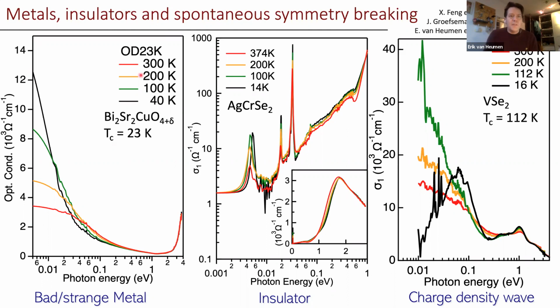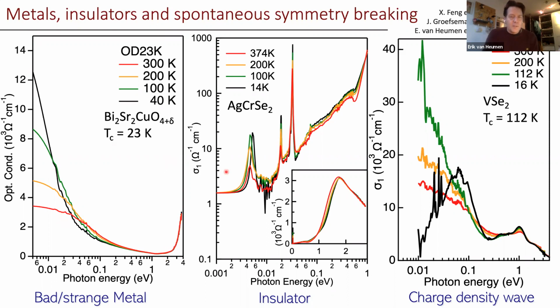So what you see happening here is that at high temperatures, the damping rate is quite large. And as you decrease temperature, this peak becomes narrower and narrower, it sharpens up, and the damping rate is decreasing. So I'll get back to an analysis of this in the second part of the talk. What you also see here is an upturn at higher energies. This is the onset to interband transitions in this material. But because it's a metal, you see a Drude response.